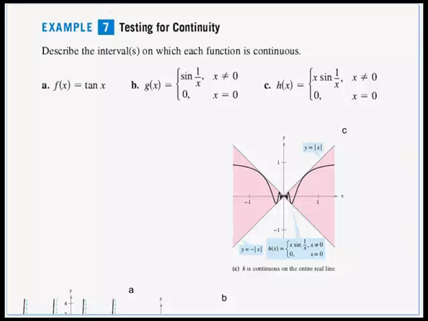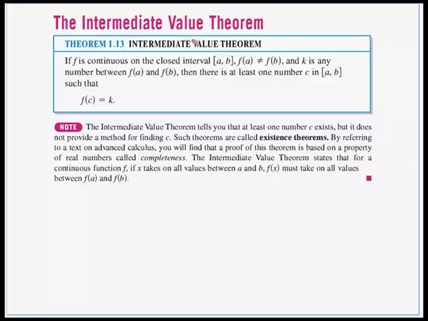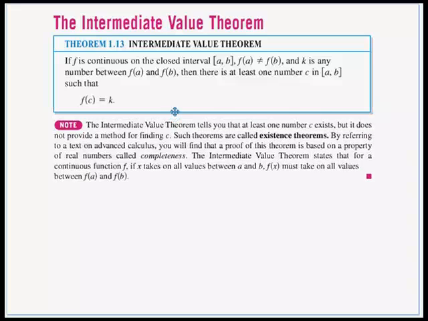Okay, hold on there. I think we're almost done here. Yes, the intermediate value theorem is the last thing we discuss in section 2.4. And the IVT says if function f is continuous on the closed interval from a to b, and f of a does not equal f of b, and k is any real number between f of a and f of b, then there is at least one number c in that interval from a to b such that f of c equals k.